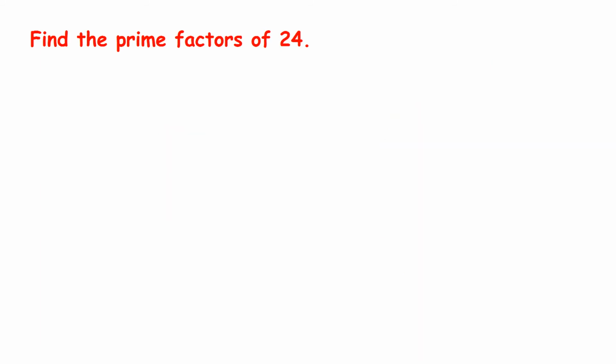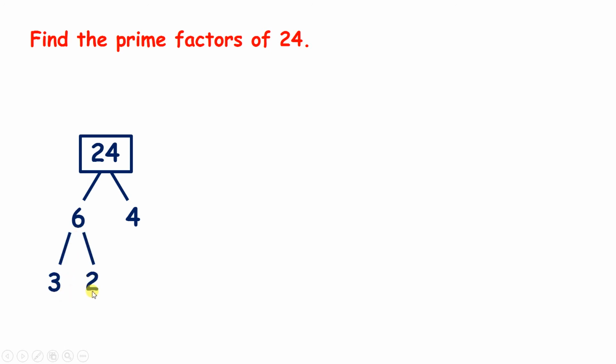Now, find the prime factors of 24. So if we break 24 down into 6 times 4, then we need to break 6 down into 3 times 2, and break 4 down into 2 times 2. So the prime factors are 3 and then 2 and then 3 2s.